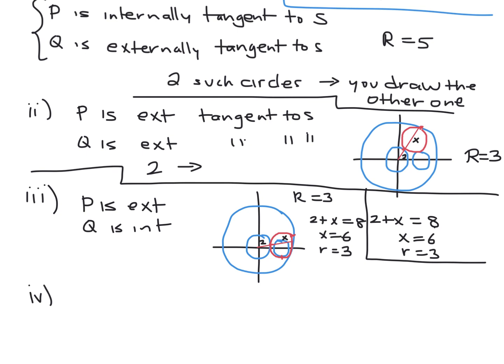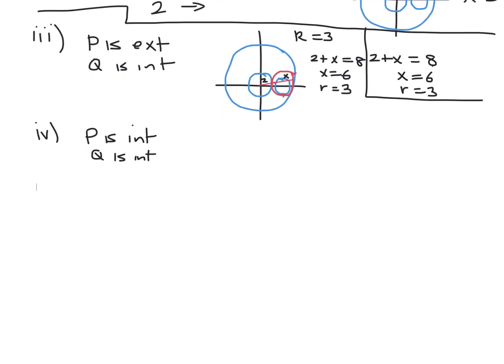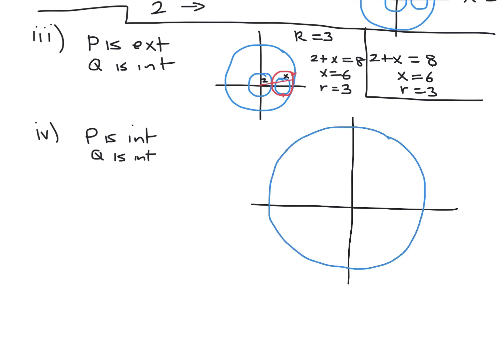And then the last one is P is internally tangent to S, and Q is also internally tangent. So that one, let's see if I draw a little bit bigger. I think it helps if it's a little bit bigger. So we got a bigger one this time. So we got the one that's got a radius of 8, the one that has a radius of 2, then we have a radius here of root 3.